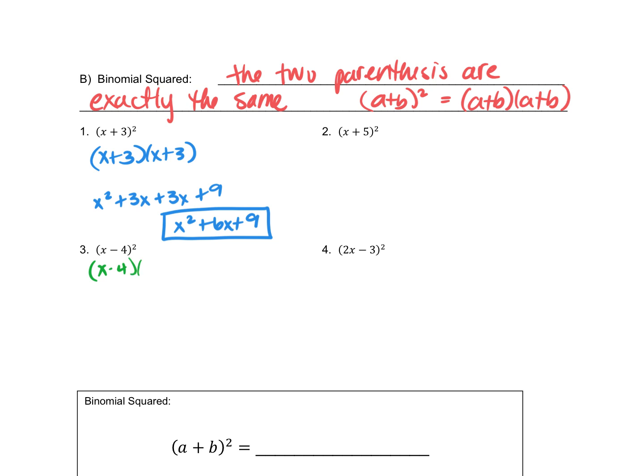X minus 4 times x minus 4. I'm going to rewrite it. And now, what's x times x? X squared. What's x times negative 4? Minus 4x. How about negative 4 times x? And then negative 4 times negative 4 is? Positive 16. Both negatives. So then this becomes x squared minus 8x plus 16. All right, go do number 2 and 4, and then I'll write the answers up there for you.